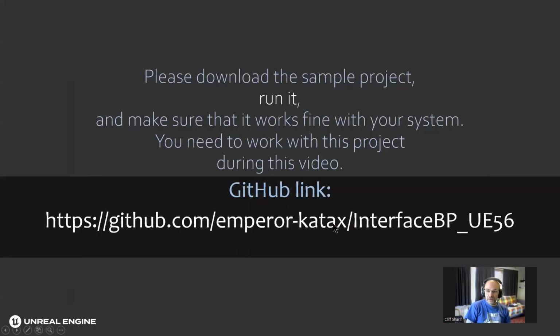Please download the sample project from GitHub, run it, make sure it's working. As you know, when you run Unreal Engine projects, there are shaders that need to be rendered, all those things. So make sure that process is done and the project is ready to go. You need to follow with me and open the project, check the projects, check the code as I go through this video. So make this happen before we begin.